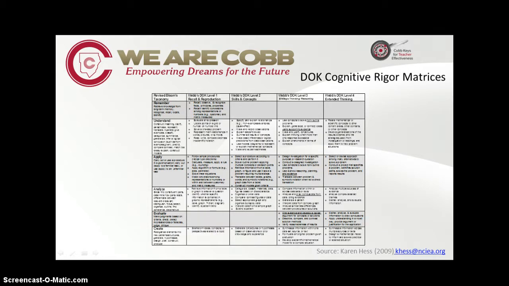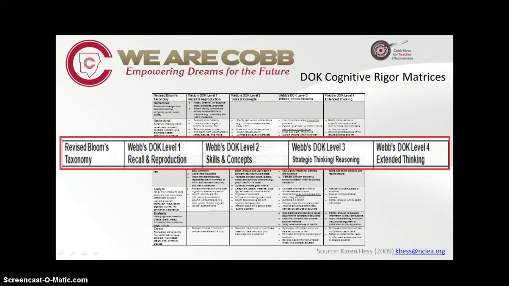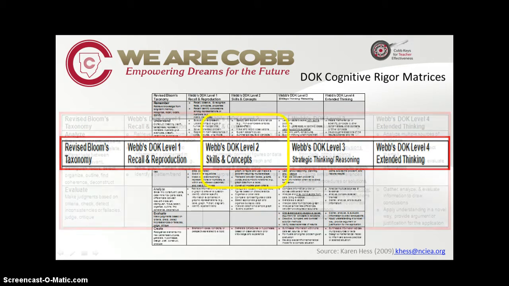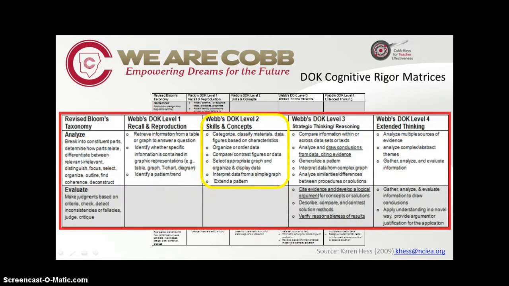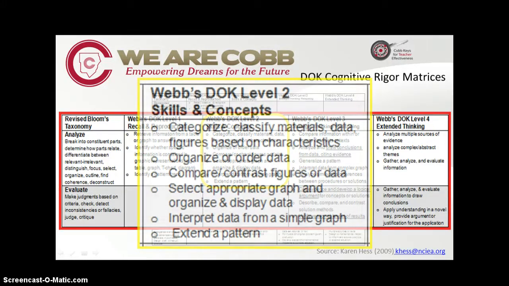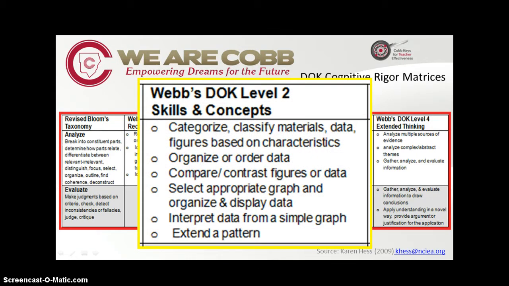Let's look at Karen Hess's cognitive rigor matrix, this one for math and science. They're also available to download and print for reference from the Blackboard SLO shell. Dr. Hess compares the revised Bloom's to Webb's DOK levels and provides curricular examples. For example, using analyze or evaluate on the revised Bloom's at DOK level 2, a student would engage in categorizing, classifying, organizing, comparing and contrasting, selecting appropriate responses, interpreting information so as to select the correct response and consider extension.